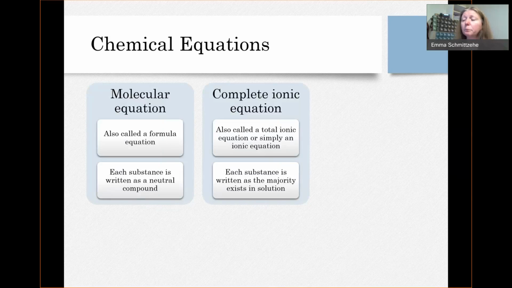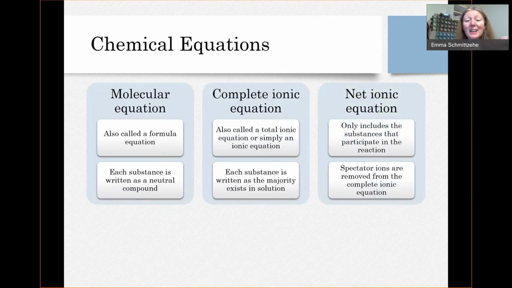And then the complete ionic equation can be kind of lengthy if you split everything that breaks into ions. And so it can be a little more information than we need. So sometimes we simplify it into what we would call a net ionic equation. So a net ionic equation only includes what's actually participating in the reaction. So the things that are actually undergoing a change, okay?